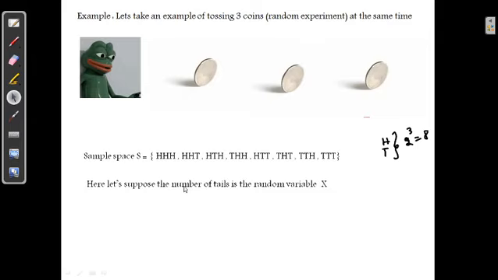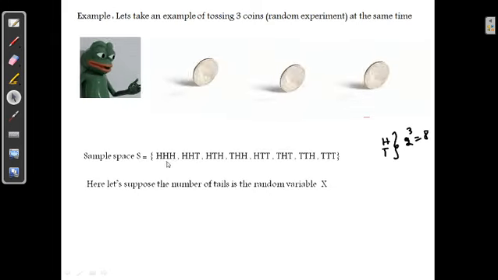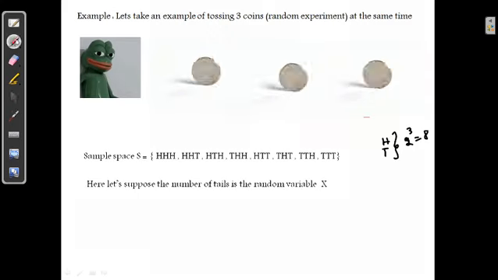let's suppose the number of tails is the random variable x. So this is the sample space. Now what's the random variable? We need to check how many tails are present in that sample space. That is considered as the random variable. So what is the random variable x? The number of tails is the random variable x.